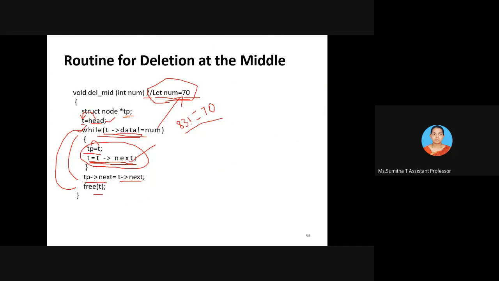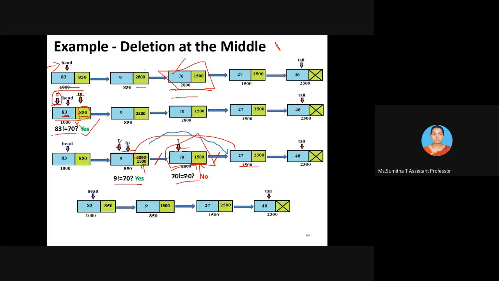Next step, this is called incrementing. In normal cases we increment by i plus plus, or i equal to i plus 1, or i equal to i plus 2. Here I'm incrementing with the help of t of next, moving by one node. So t equal to t of next. What is the t of next here?